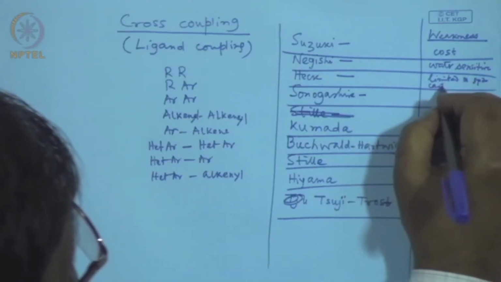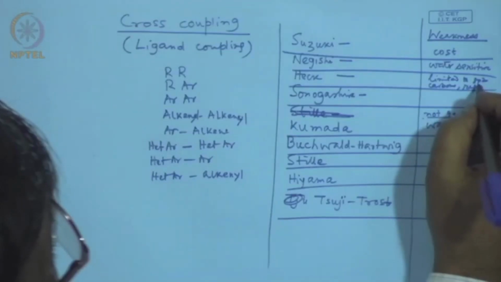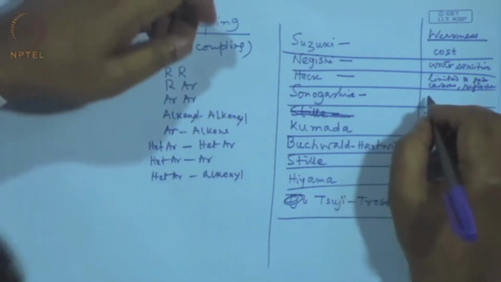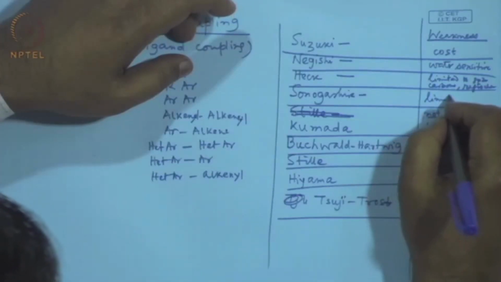And one more, Heck coupling is good for intramolecular reaction, but Heck coupling also gives rise to regioisomers. If you have a double bonded compound, you can have addition in the alpha position or beta position. So, there is a regiochemical problem. Sonogashira is very good, but it is limited to only certain kinds of substrates, that means the scope is limited, that is it.